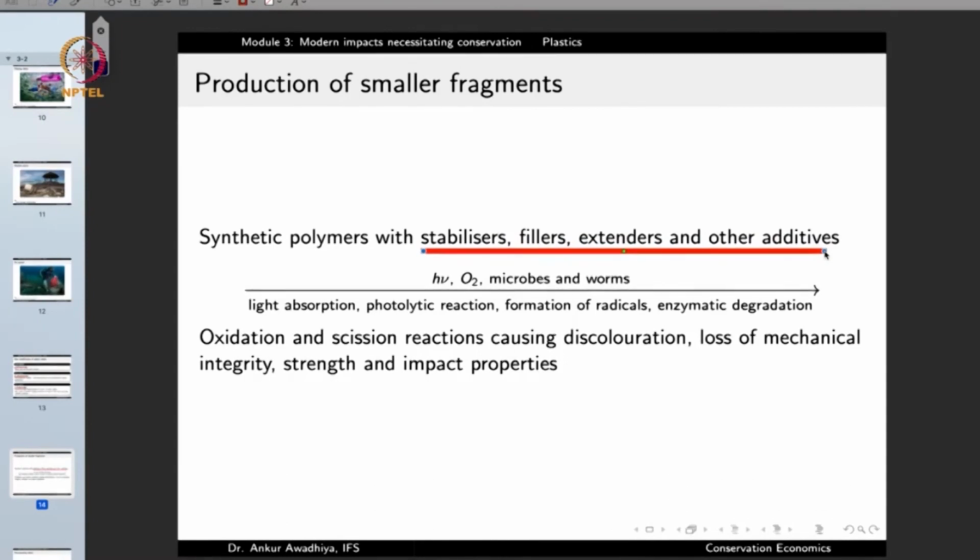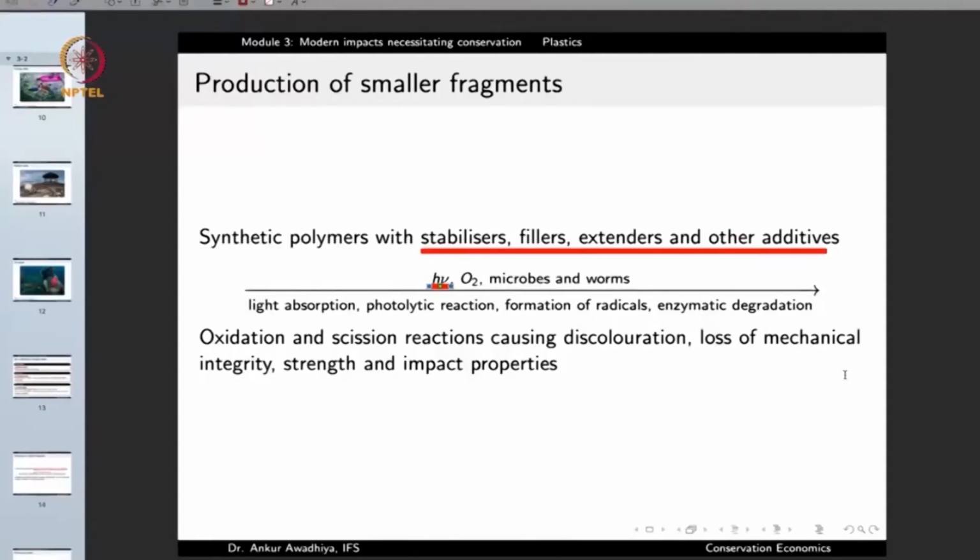Now, when they reach into the environment, they are acted upon by a number of things. Light acts on it, and especially the UV rays of the light are able to break the bonds. So the UV rays have high energy and they are able to break the bonds in these plastics. The plastics are polymers. If you break the bonds, you will convert them into oligomers or into the monomers. And in this process, the plastic piece will start to fragment into smaller size particles.